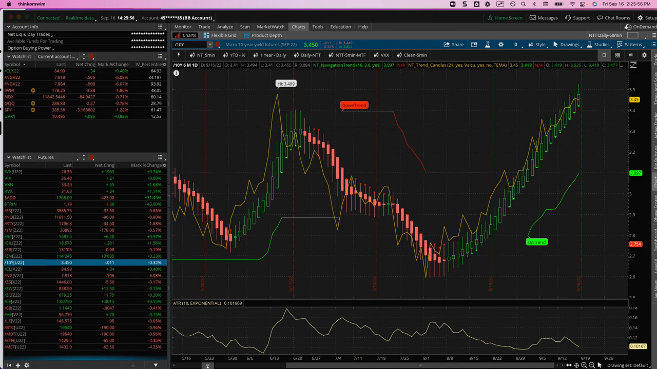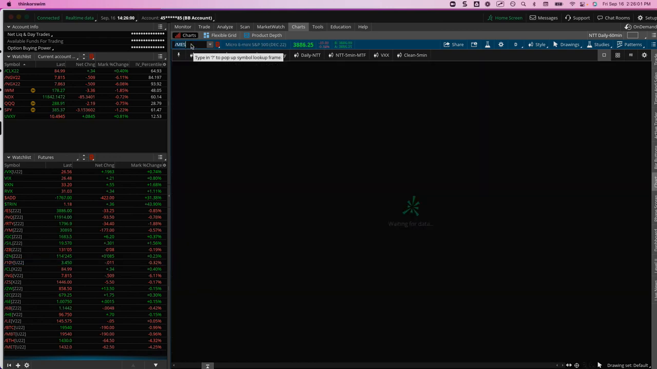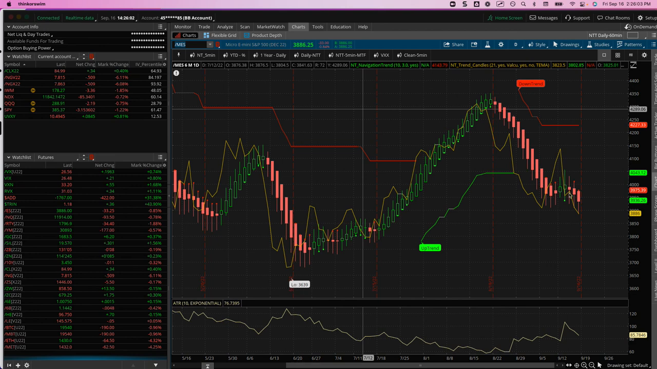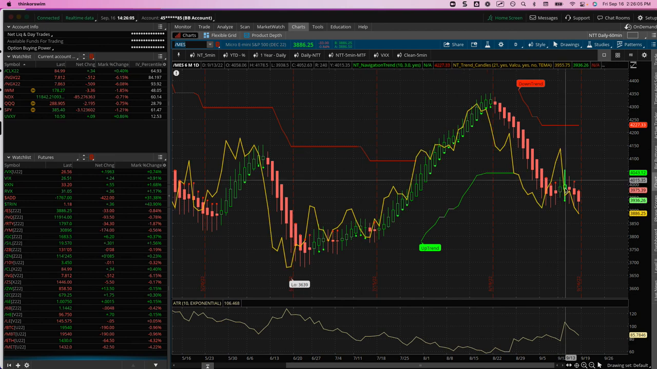I'm also short MES, using the micro S&P for MES. We had that big drop on the CPI. Unfortunately, we were not in it because the candles were green at that point, but then it bounced back up, got short a couple days ago, and we've got this nice move down in stocks.